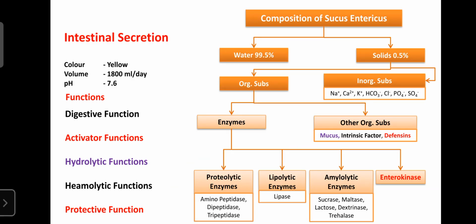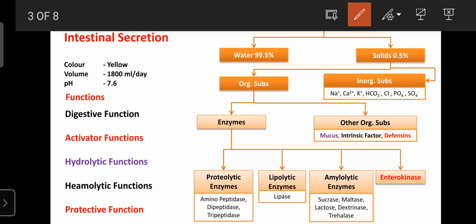Next, regarding the physiology of the small intestine, the secretion from the small intestine is known as the succus entericus. Regarding its nature, it is yellow in color, and the daily output is 1800 ml per day. Regarding the pH, it is 7.6. Once again, the small intestine secretion, or succus entericus, consists of 99.5% water and 0.5% solids.